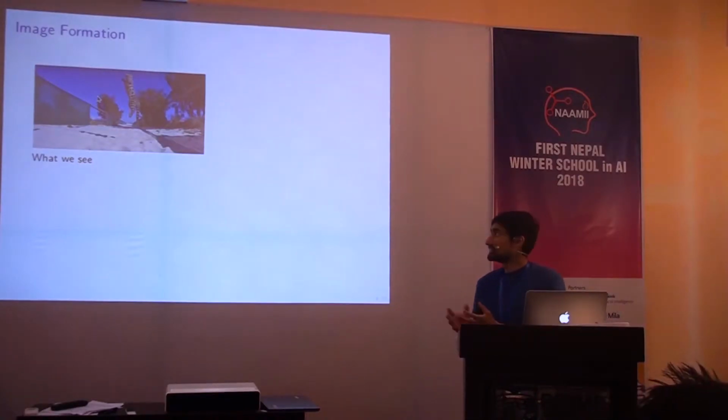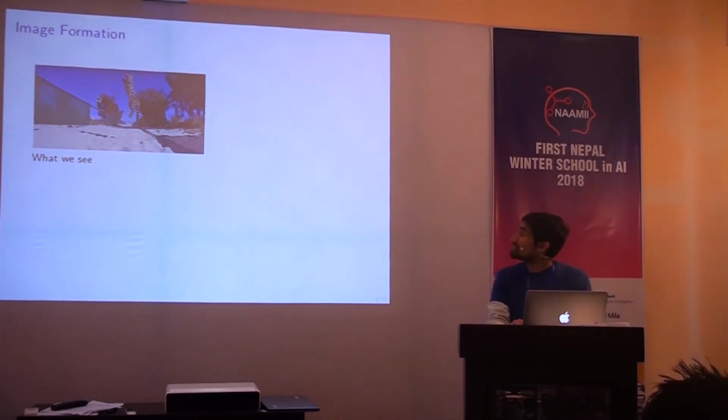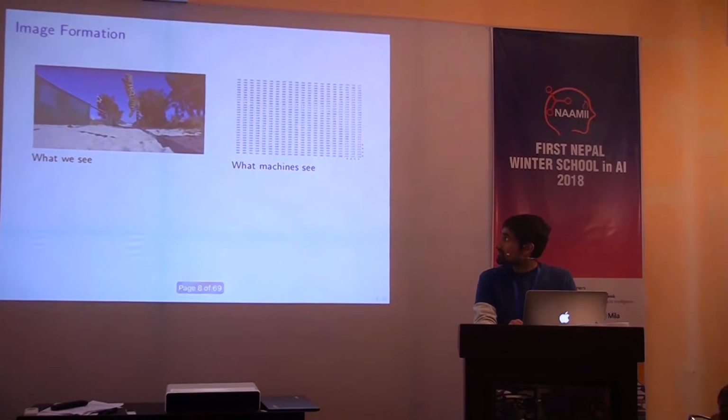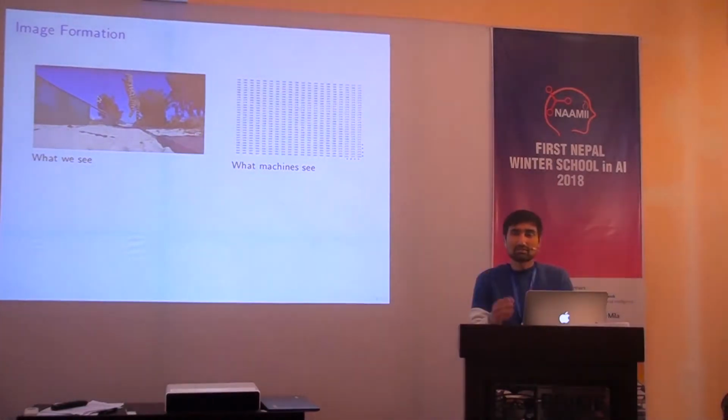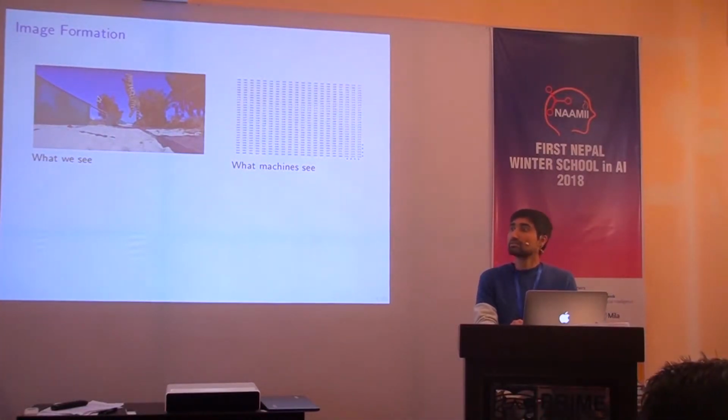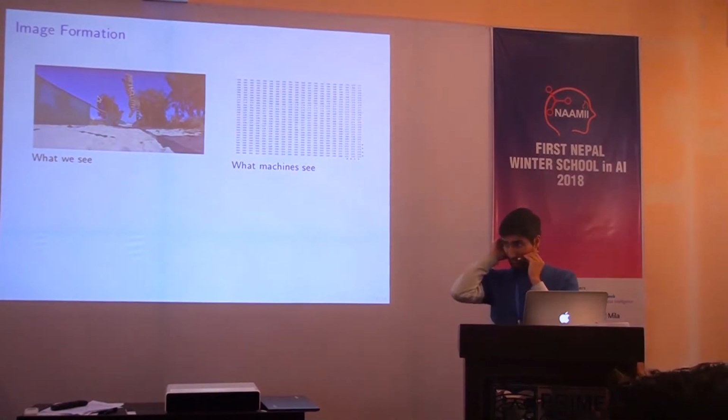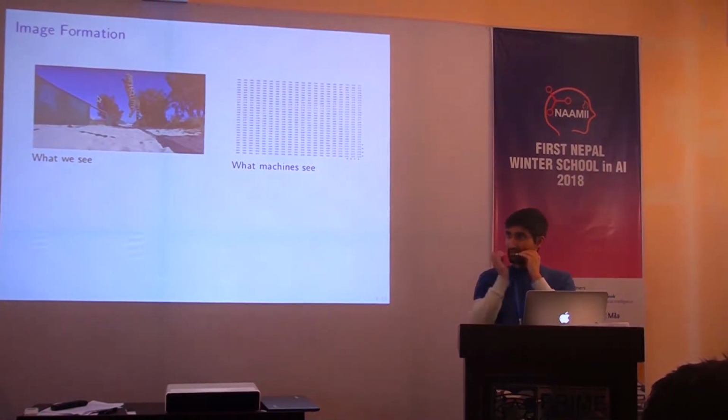So we said that we see cats, trees, and different things in the image, but what would machines see when we first take the camera? I just literally sound. Yeah. Is it better? Okay.